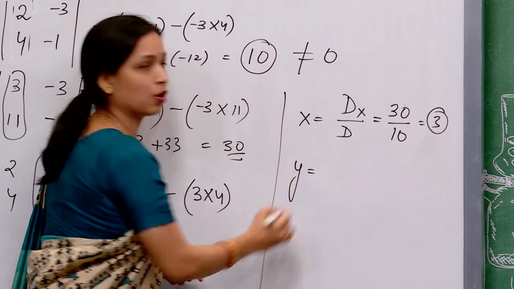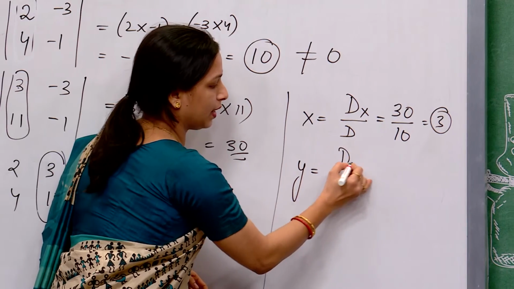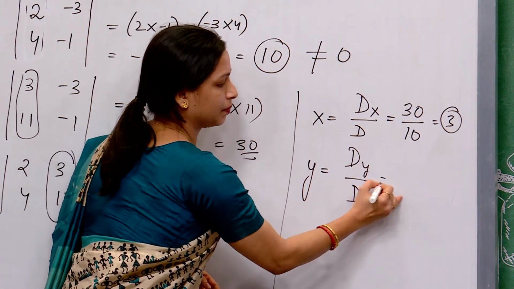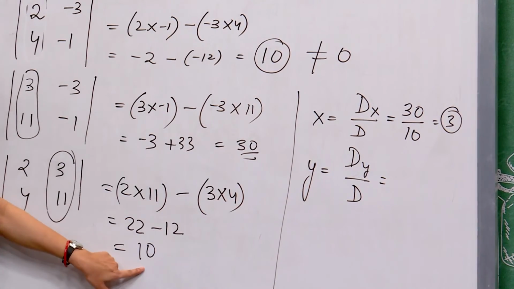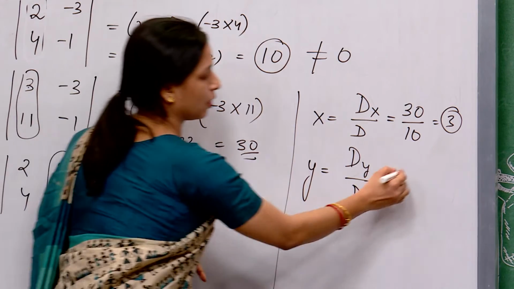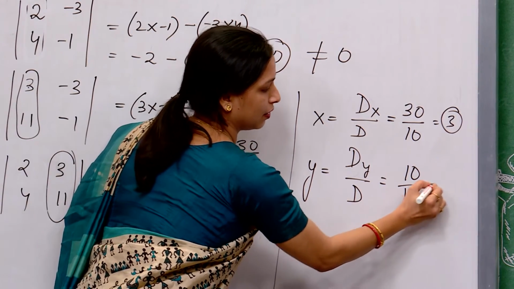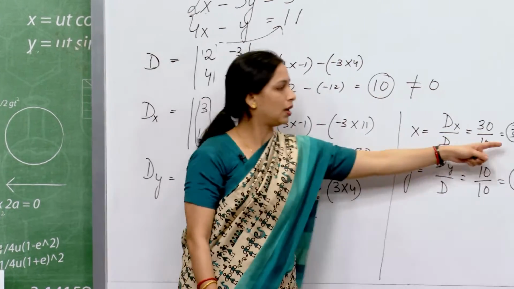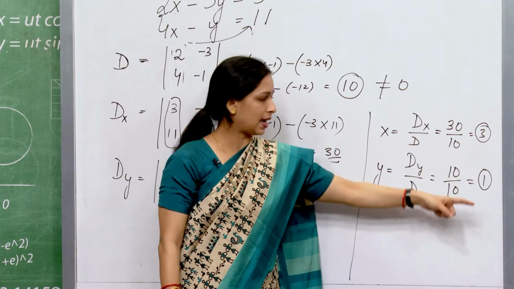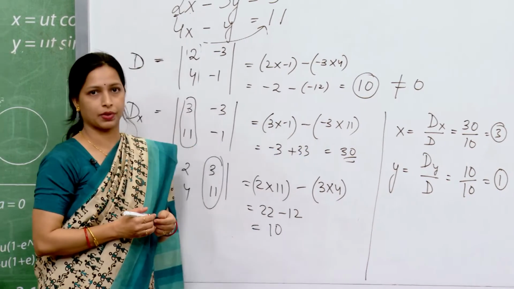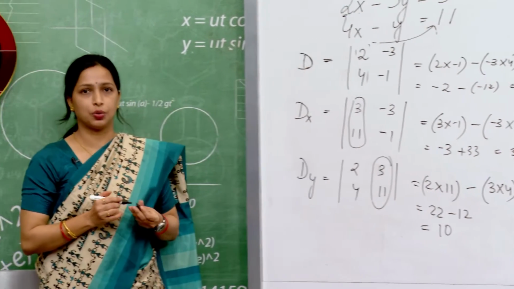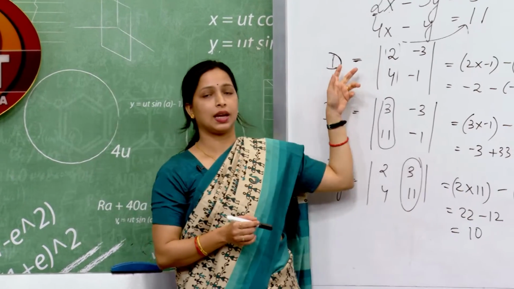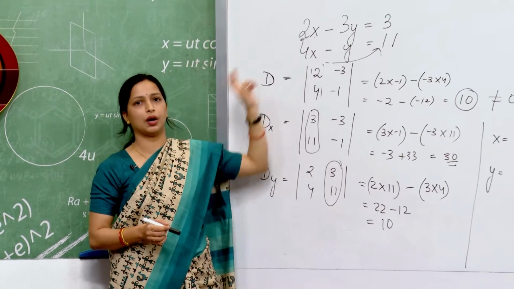Similarly, to find the value of y, we divide Dy by D. The Dy value is 10, so 10 by 10, the answer is 1. So, this is the value of x and this is the value of y. This is how we can use Cramer's rule in solving linear equations where there are two unknown variables.